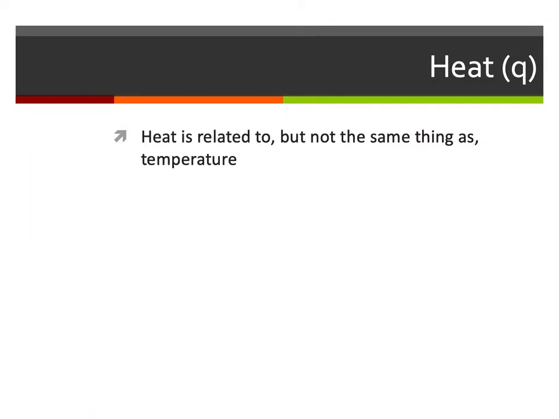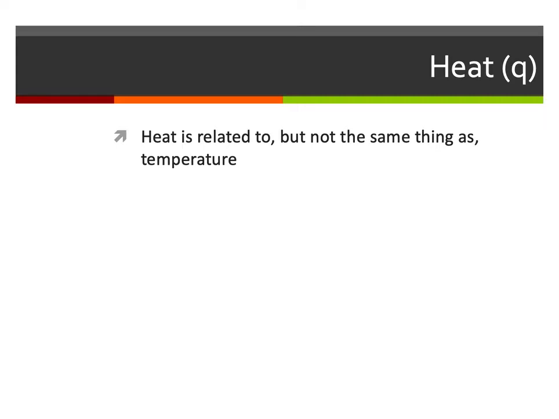Heat is related to, but not the same thing as, temperature. And this is a really confusing concept, the difference between heat and temperature. Temperature is a way we sort of measure heat, but it's indirect. To help understand this concept, I think it's useful to look at the units. Heat is a form of energy. Its units are joules or kilojoules. Temperature, however, is measured in degrees Fahrenheit, degrees Celsius, or Kelvin. So it's not the same unit, and that tells us that they're different things.